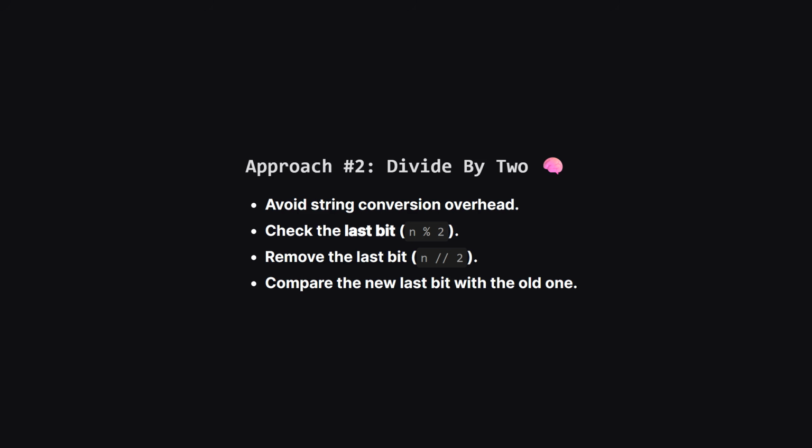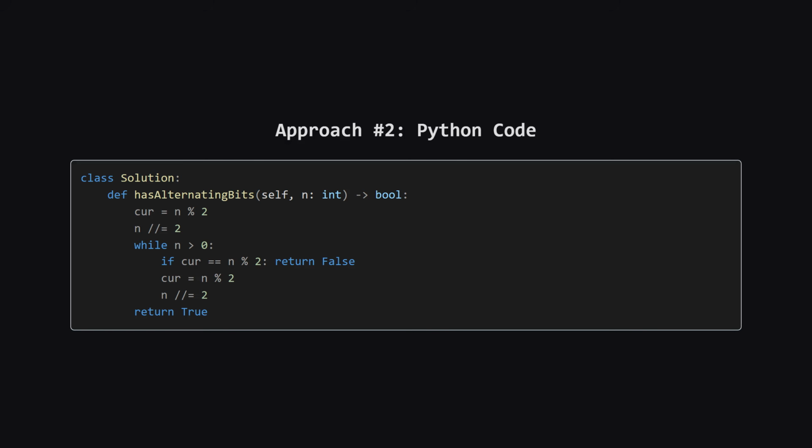We can do better by working with the number directly using math. We can look at the very last bit of the number by taking the remainder modulo 2. Then, we can chop off that last bit by doing integer division by 2. If we keep track of what the previous bit was, we can compare it to the current bit in every step of the loop. Here's the code for the mathematical approach.